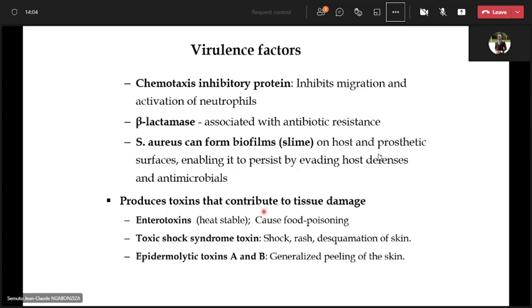It produces toxins that contribute to tissue damage. Not only enzymes, but it also produces toxins, like enterotoxin, which is heat stable and causes food poisoning. By producing this exotoxin on foods, people can ingest the food which already contains this toxin, and it will cause a problem. There is another toxin, toxic shock syndrome toxin, which causes shock, rash, and discoloration of the skin. And there is epidermolytic toxin, A and B, which generates peeling of the skin. We see how this can really make skin be removed, peeled.